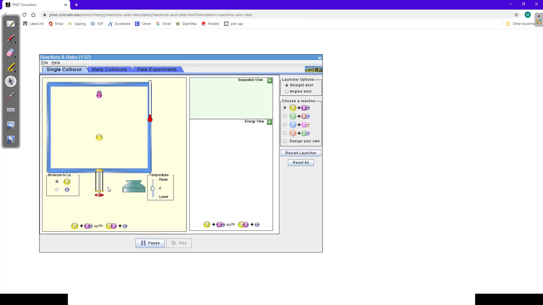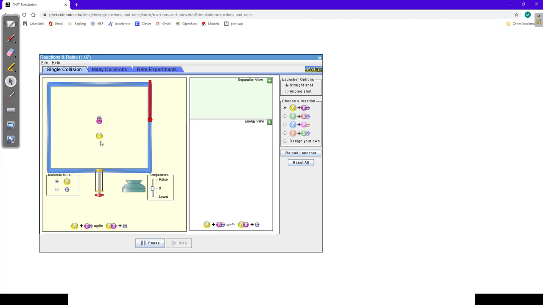If the particle is not going fast enough and it doesn't have enough activation energy, then even if it's a perfect collision, there's not enough energy to break the bond between the reactant particles. So we need to reset, and I need to give this more energy. I need more energy to have activation energy. Oh, I still didn't give it enough. Reset it again. Now I'll give it more. Now it's got a lot of activation energy.